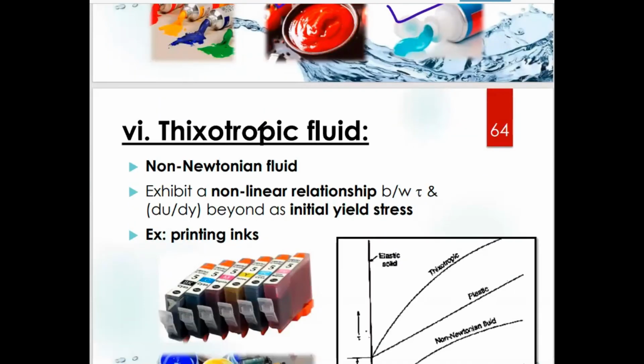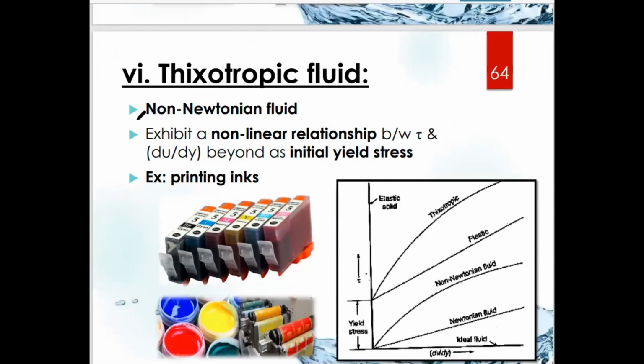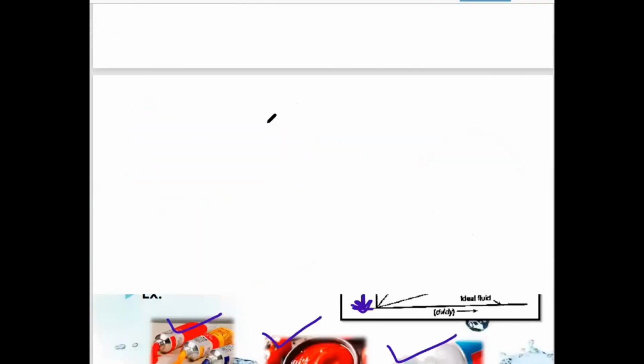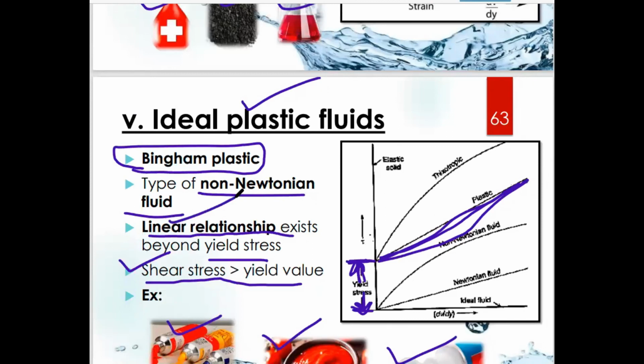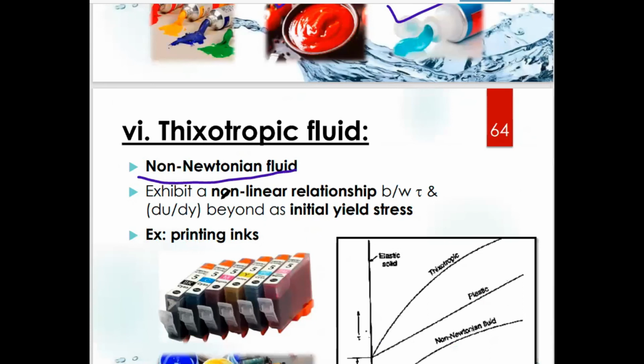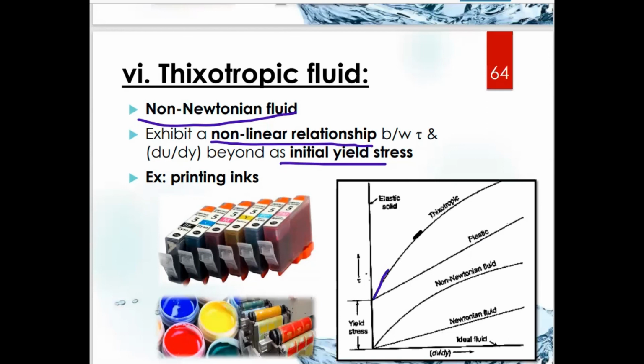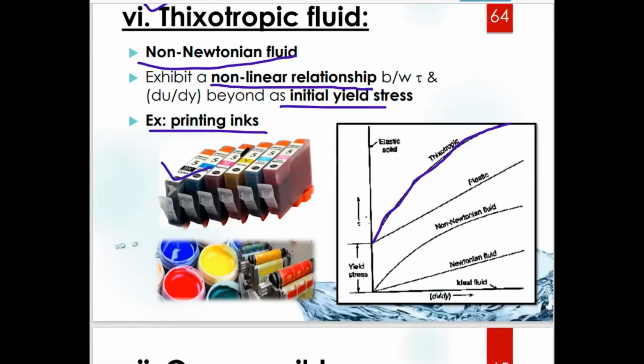The last type of fluid is the thixotropic fluid, which is also one of the types of non-Newtonian fluids. Ideal plastic fluids exhibit a linear relationship after a certain yield stress. In the case of thixotropic fluids, after the initial yield stress, the fluids exhibit a non-linear relationship. Those fluids are called thixotropic fluids. The examples are the inks used for printing.